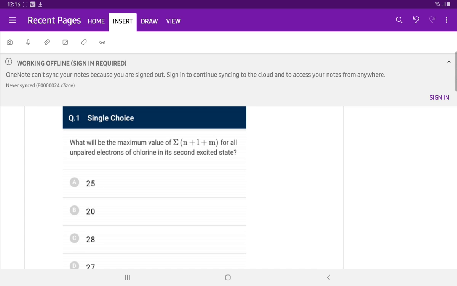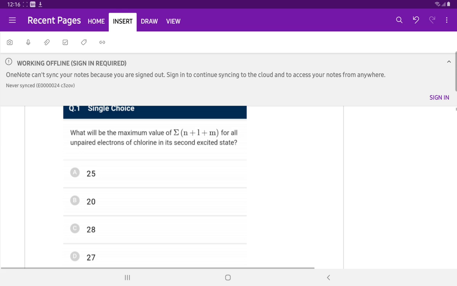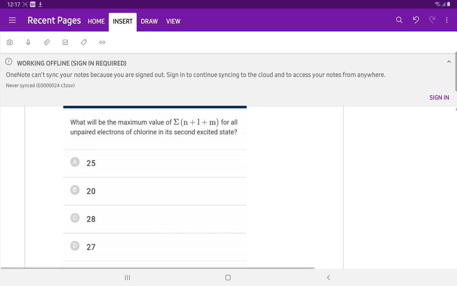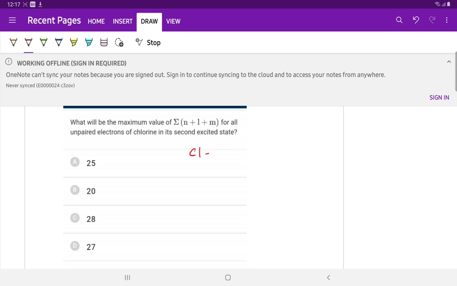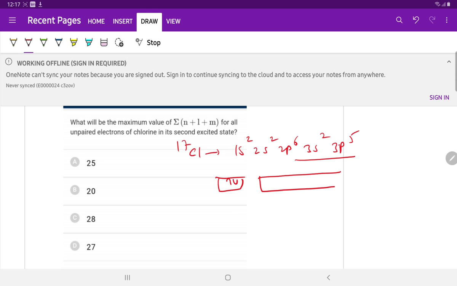What will be the maximum value of summation of N plus L plus M for all unpaired electrons of chlorine in its second excited state? We know very well that the electronic configuration of chlorine is 1s2, 2s2, 2p6, 3s2 and 3p5. For the second excited state, 3s2 and 3p5, and 2 electrons are excited in d orbital.